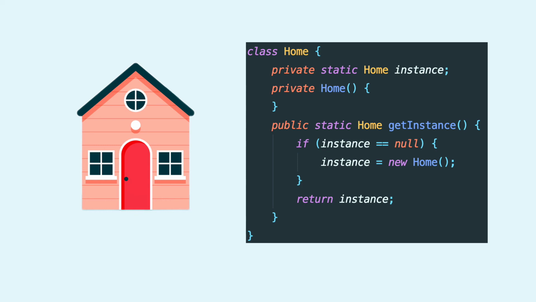The getInstance method also provides a global point of access to this singleton home resource. As it has public accessibility, it can be called from anywhere in your software. So this is how this code is ensuring that the home class is modeled as a singleton.